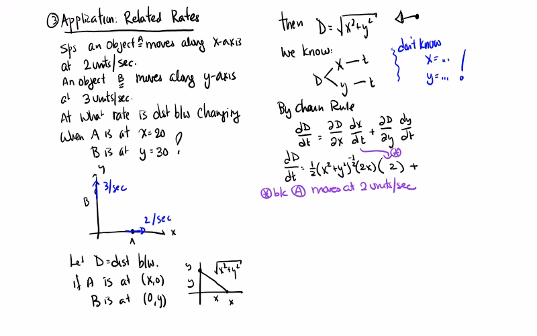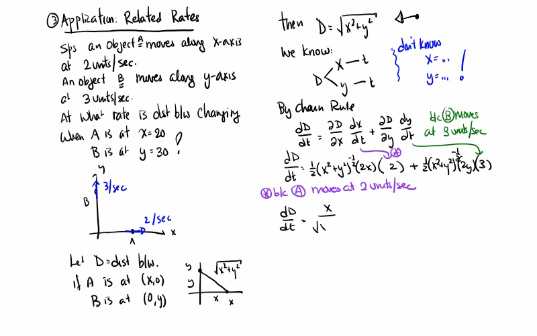And then we have partial D partial y, which is 1/2 (x squared plus y squared) to the minus 1/2 times 2y, times dy/dt, which is 3. And that, of course, is because B moves at 3 units per second. So we can simplify this a bit. We get some cancellations of 2's. We get 2x over the square root of x squared plus y squared, because one of the 2's cancels but the other one doesn't. And then we get 3y over the square root of x squared plus y squared. So this is 2x plus 3y over that square root.